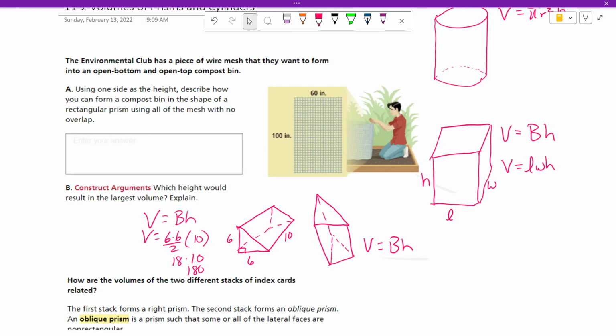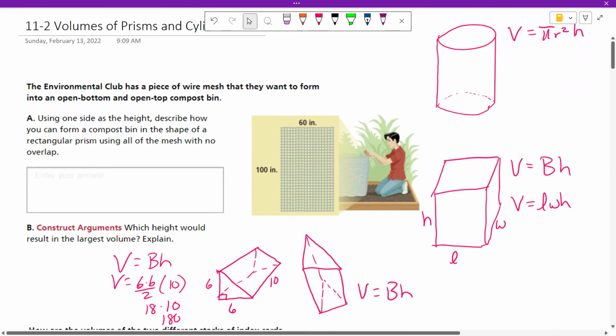All right, so let's go on with the lesson. The Environmental Club has a piece of wire mesh that they want to form into an open bottom, open top compost bin. If they make it tall and skinny, because they're going to make a cylinder out of it, will the volume be more than if they tip it to the side and make it short and fat? What's the volume of each? Or is the volume the same no matter what we do?